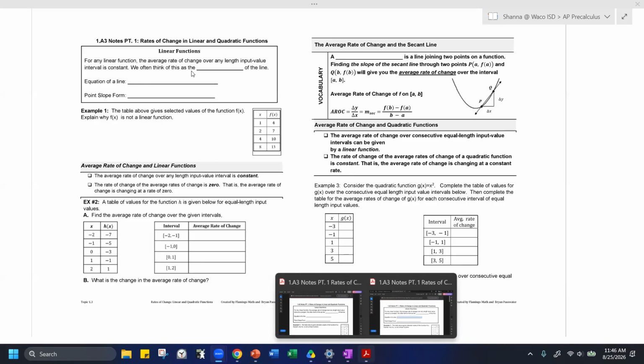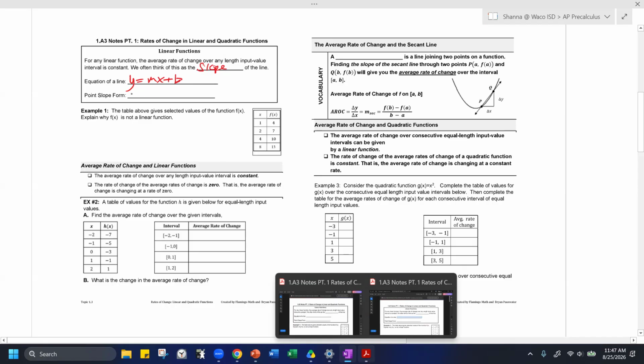So here we go. Starting off, we talked about linear functions. We were reminding ourselves that when we are referring to average rate of change for a linear function, it is the slope of the line. When you have the equation of a line, that's y equals mx plus b, and y is interchangeable with f of x.